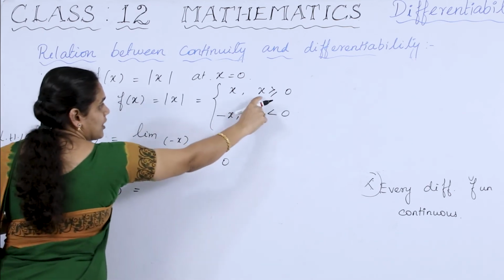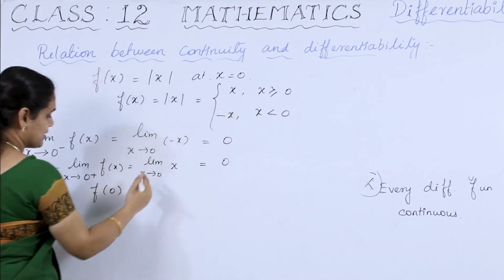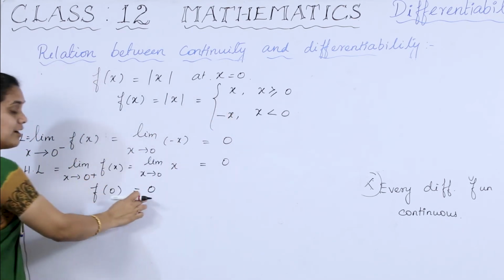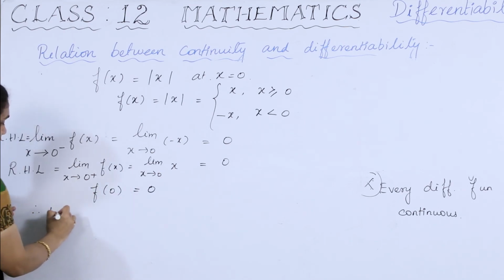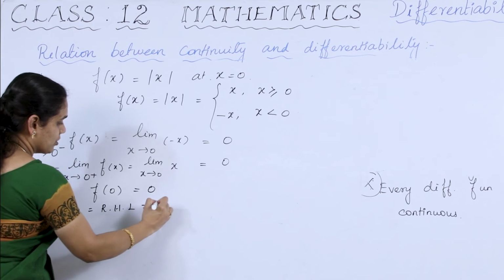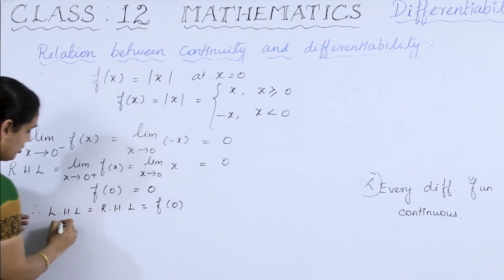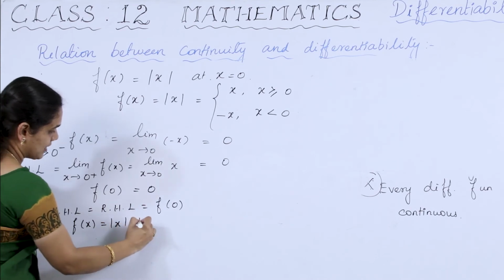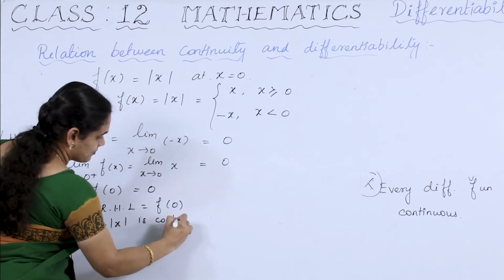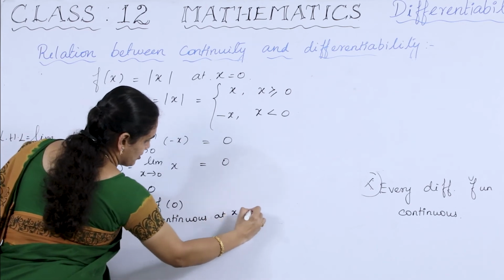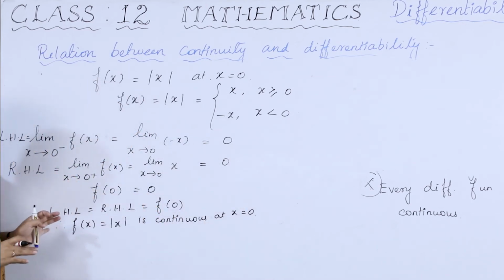So that is also at x equal to 0, it takes x, isn't it? So this is also 0. So all these three are equal. Therefore LHL is equal to RHL, that is equal to f of 0. Therefore f(x) = |x| is continuous at x equal to 0. Okay, it is a continuous function at x equal to 0.